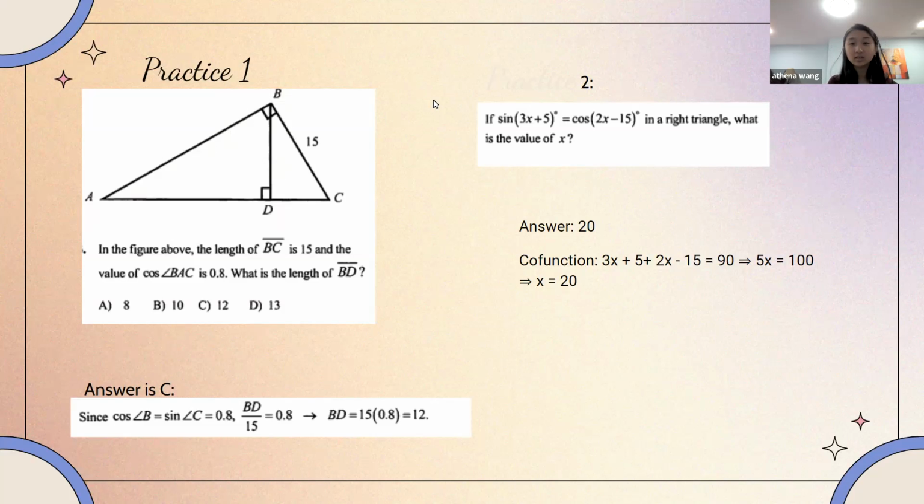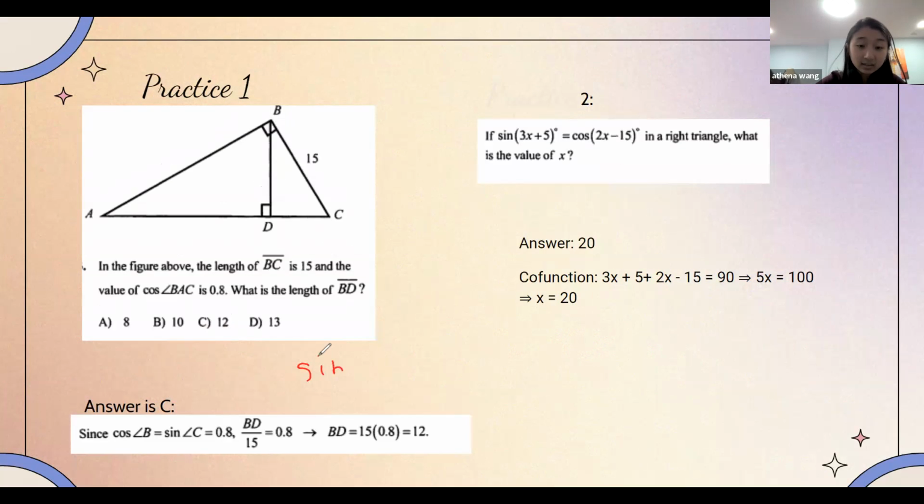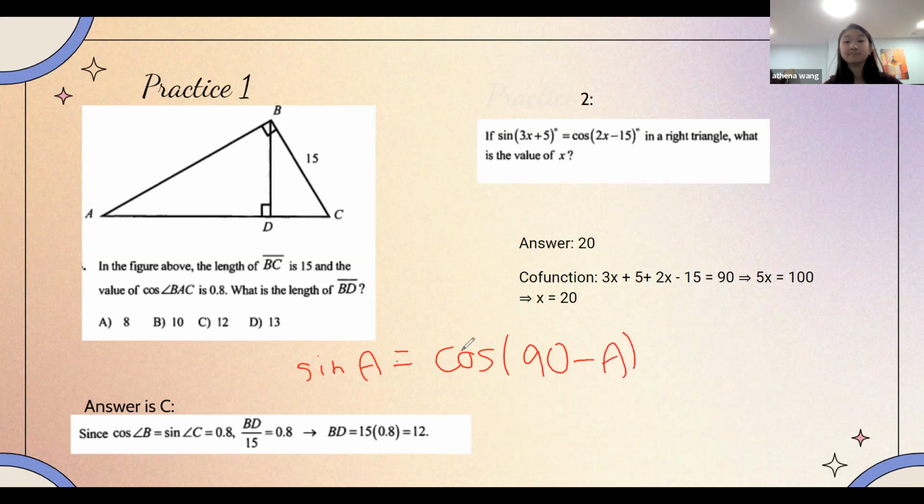So over here, we would have our equation: sine of A is also equal to cosine of 90 minus A. So those are the three main equations you need to know, and then they'll just give you problems testing variations of all of those equations and make you try to solve them.